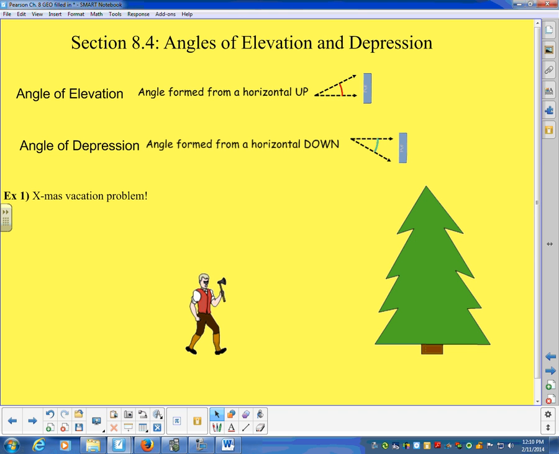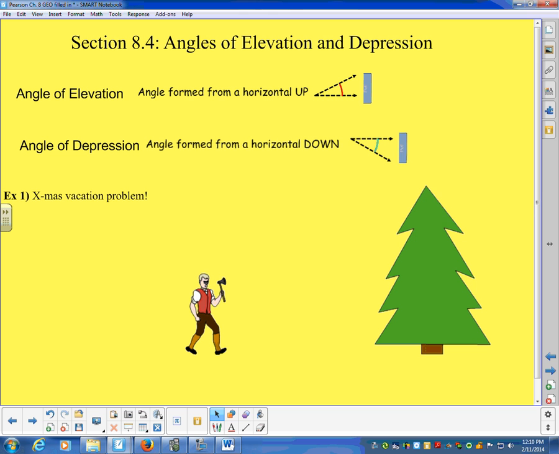So if we go outside and use my very handy-dandy clinometers here, high-tech clinometers, only the best for you guys, are we going to be measuring angles of elevation or angles of depression if we're getting heights of, say, flagpoles and buildings and trees? Well, they'll all be elevation. So here's an example of an angle of elevation problem.